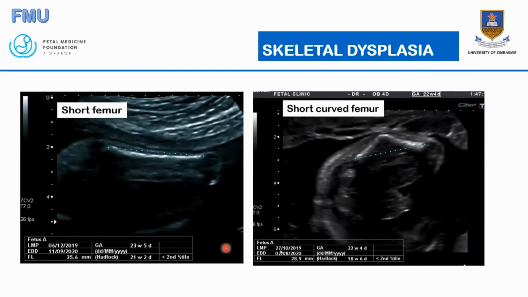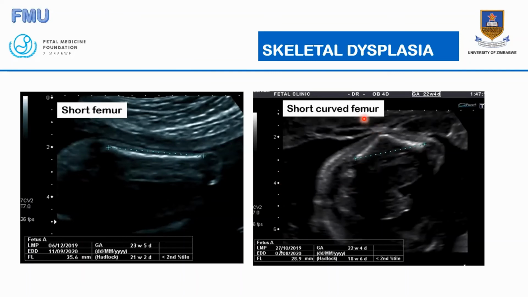So if the femur is short, the length, the structure, the mineralization of all the bony structures have to be assessed if you are faced with a short femur. This is an example of a short curved femur. There are more than 100 skeletal dysplasia conditions. So we have to do what you call a pattern approach.